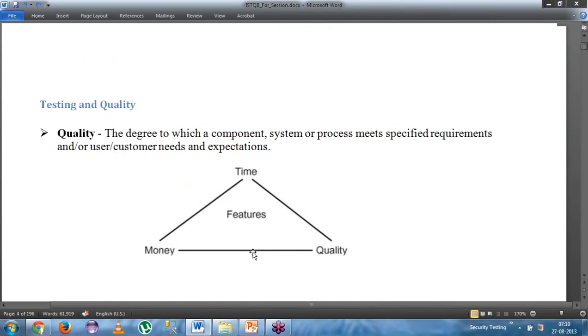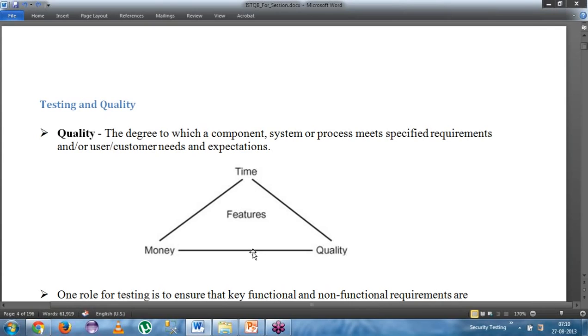So the next thing is testing and quality. What are the factors that will drive you to the result? One is the time factor, the cost factor, and the quality factor. You can see the three vertices of the triangle. The final outcome is the feature. So how much time, money, and quality inputs are you putting in to bring up a better product.